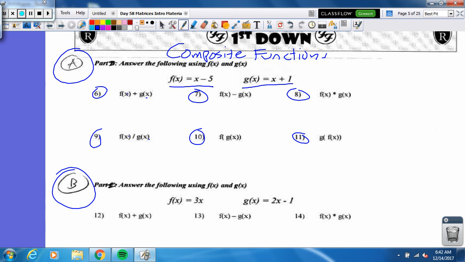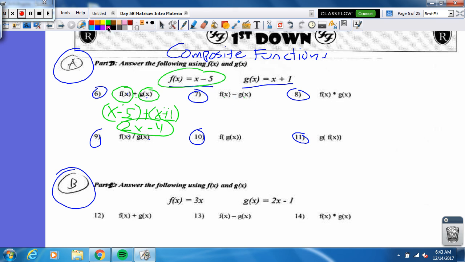Start off easy with f of x plus g of x. So we got x minus 5 plus x plus 1, like that. This is f of x, this is g of x, so I'm just going to combine like terms. x plus x is 2x, negative 5 and 1 would be negative 4. 2x minus 4 is the final answer to number 6. No problemo.